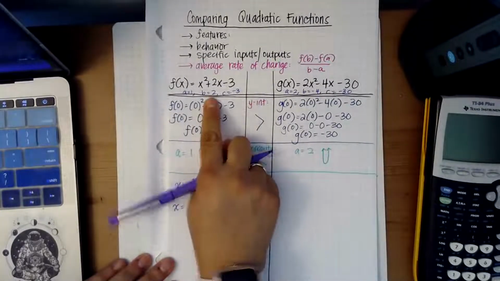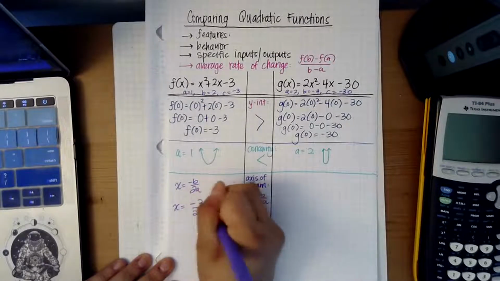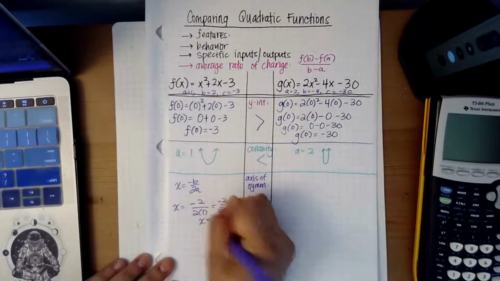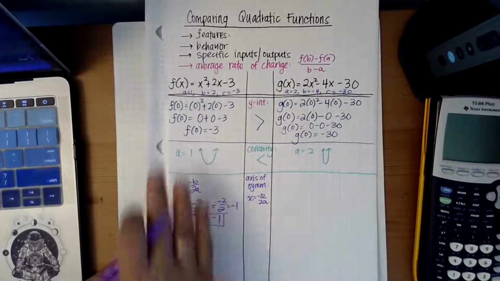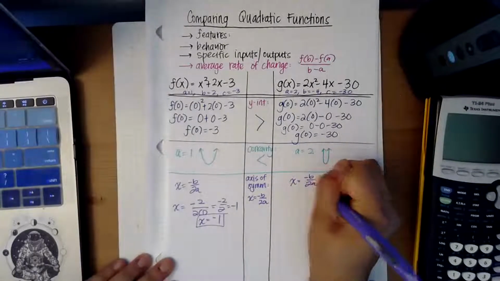My B is 2, but it's a negative in the formula, over 2 times 1. That gives me -2 over 2, which gives me -1. So I know that the axis of symmetry is at x equals -1 for the function f. And let's go ahead and see what the axis of symmetry is for g of x.